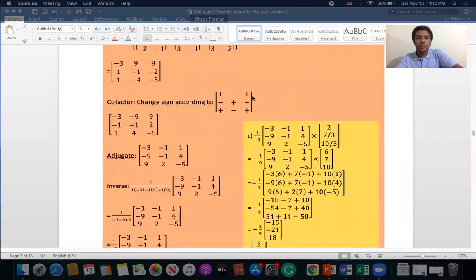Then, to find the cofactor, we change the sign of these numbers according to the sign checkerboard. This sign checkerboard is the same one we used for finding the determinant: positive, negative, positive in the first line. The second line is just the reverse of the first line. Instead of plus, it becomes minus, and instead of minus, it becomes plus.